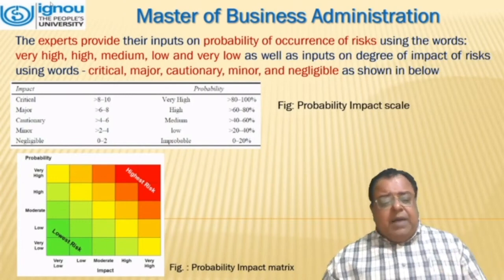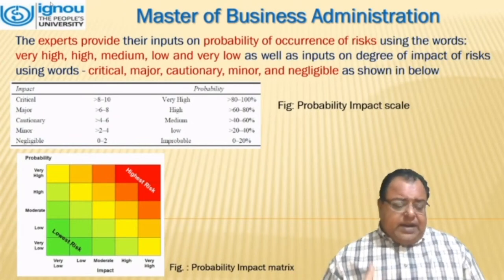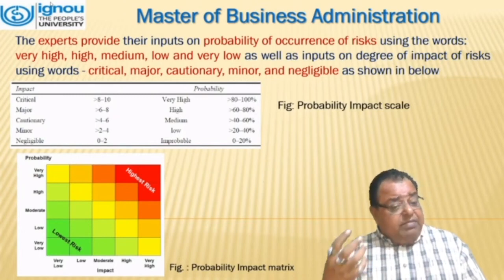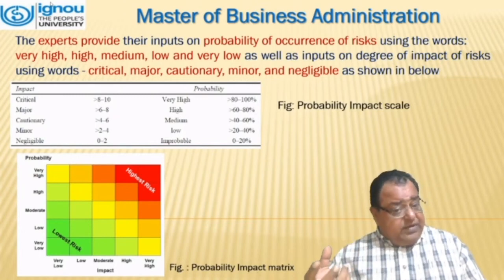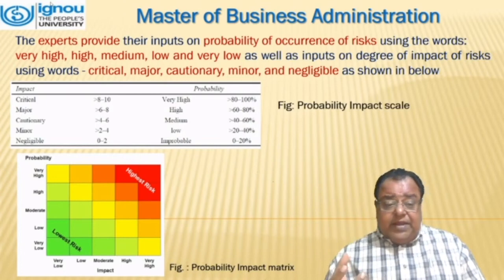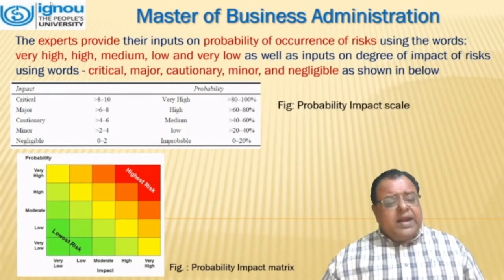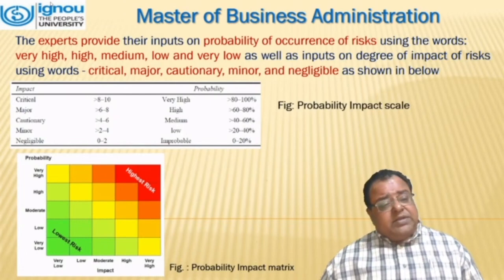If we draw a probability impact index matrix, we see that at the top right corner, everything is high. That is the part of the highest risk, and it has been shown in red color. That means the impact is very high and the probability is very high. Similarly, if we move down towards the diagonal part, shown in green, that is the lowest risk area. That means the probability is very low and the impact is very low.